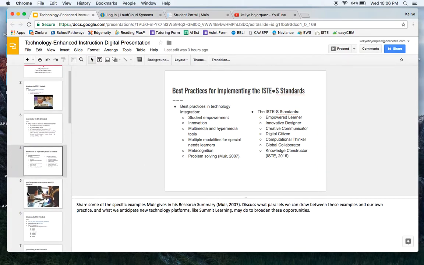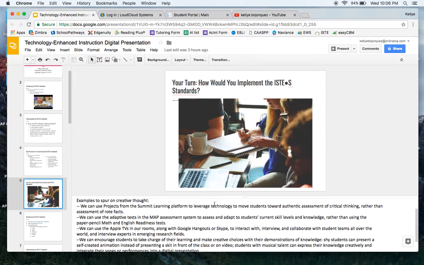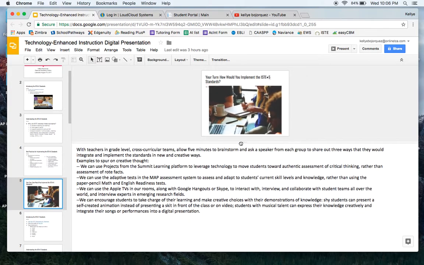At this point, I would lead my fellow teachers into a breakout session and give grade level cross-curricular teams 5 minutes to brainstorm and ask a speaker from each group to share out 3 ways that they could integrate and implement the standards in new and creative ways. And then there were some ideas that I had, just examples to spur on creative thought.